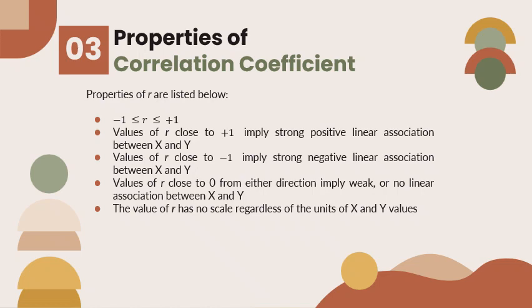Number 2, values of R close to +1 imply there is a strong positive linear association between X and Y, and if the values are close to -1, they imply a strong negative linear association between X and Y. Number 3, values of R close to 0 from either direction imply weak or no linear association between X and Y. And the last one, the value of R has no scale regardless of the units of X and Y values.